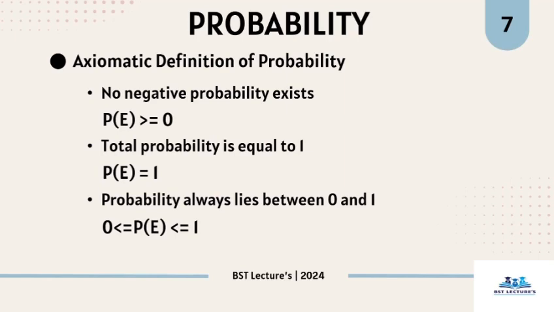If it is equal to 0, it is called an impossible event, and we will learn about this in further videos. Next, total probability. Total probability must be equal to 1. It is known as a sure event, and probability always lies between 0 and 1. If it is greater than 1 or less than 0, it is not a probability and there might be a mistake.